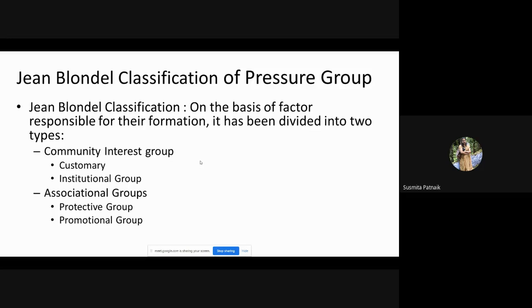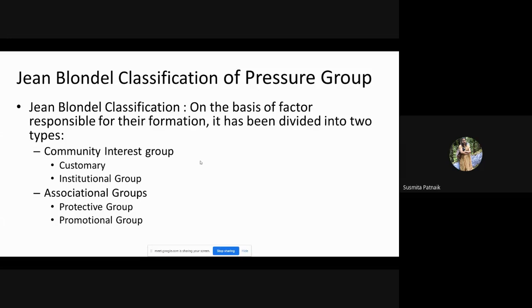The people in a group form their group through their relationship, and the relationship is based upon their long ties. Long ties means staying together for many days in one place, and they develop this group. So the community interest group is divided into how many types? Customary and institutional.